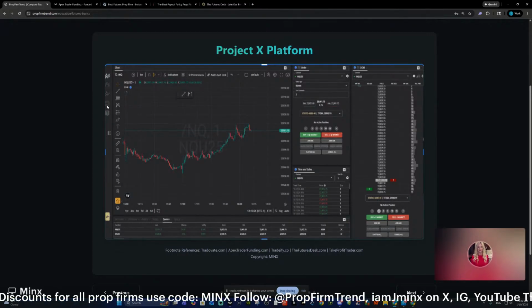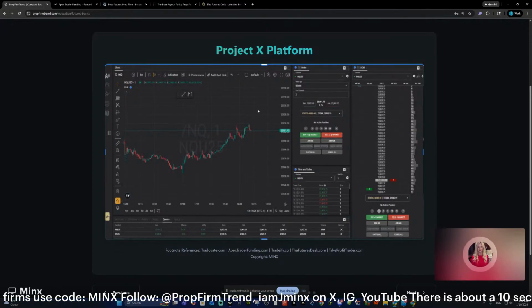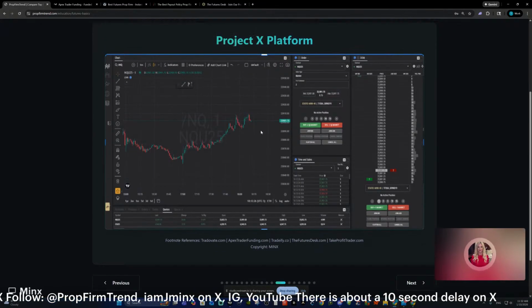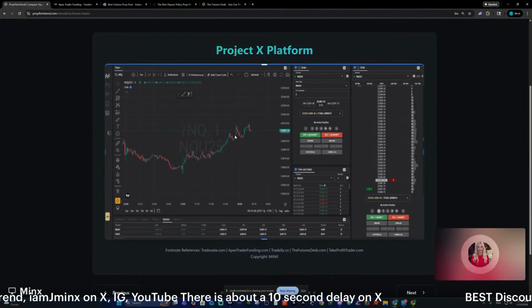You can lock yourself out if you need to, or add an extra risk parameter. Pretty simple, guys.